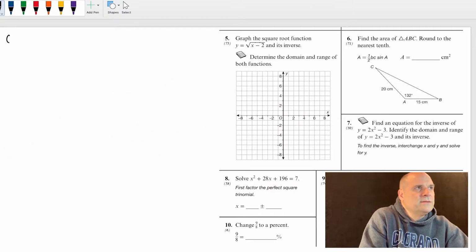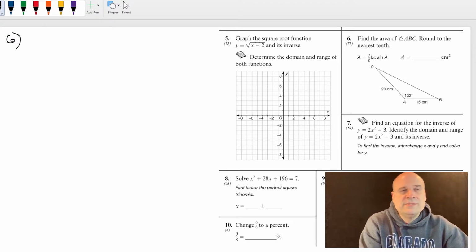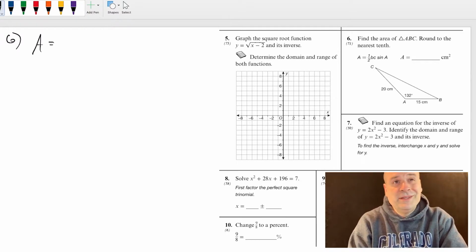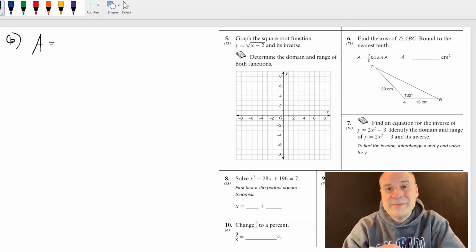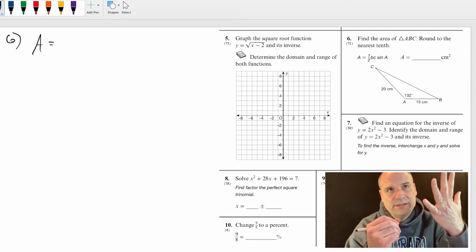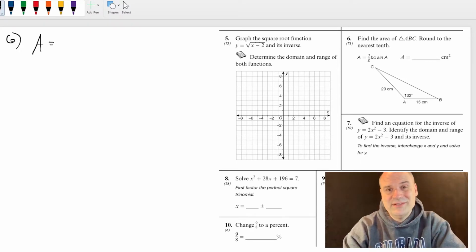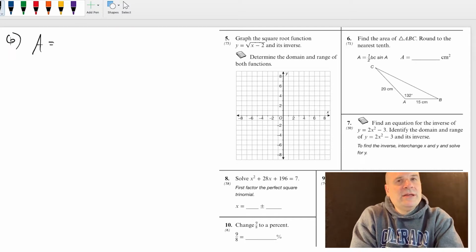Okay, number 6. It says find the area of triangle ABC, round to the nearest tenth. So usually when you find the area of a triangle, you need the base and the height. You want, in an area, 1/2 base times height, but we don't have that. We're gonna find the area of this triangle trigonometrically. That's like 7 syllables. All right, so here's what we're doing. If you want to look at lesson 71, it gives you the area. Area equals 1/2 BC times the sine of A.